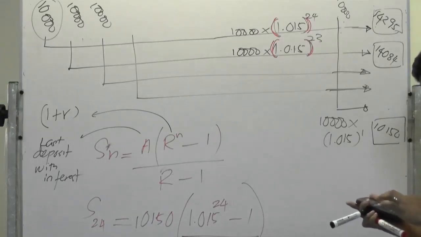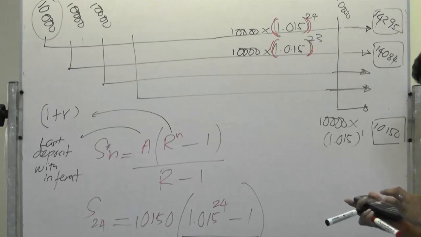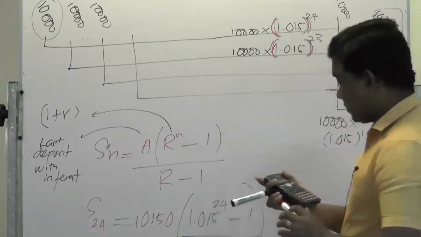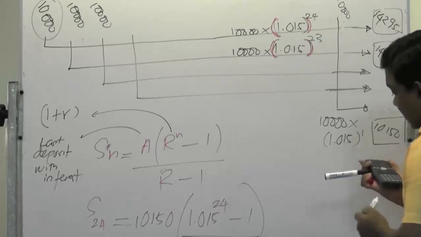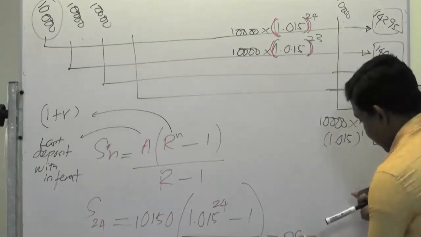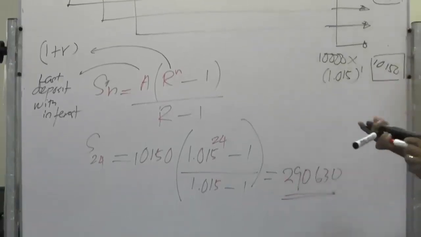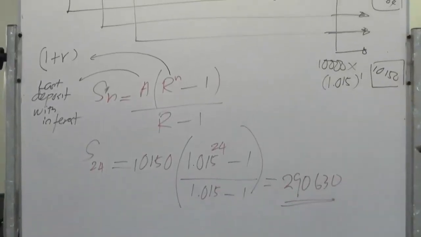(1.015 power 24 minus 1) divide by 0.015 into 1,150. 290,630. Answer will be 290,630. Again, I will tell you, this is very important.